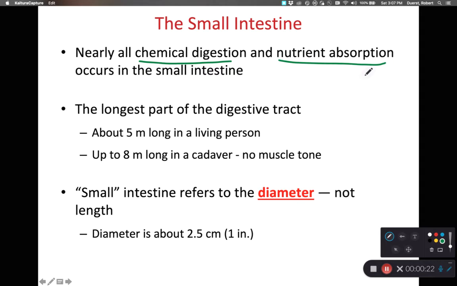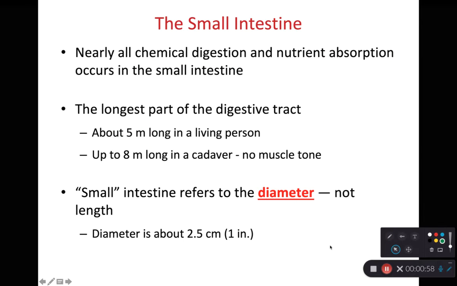Other take-homes of the small intestine is that it has the most surface area of any part of the alimentary canal. It is the single longest part of the digestive tract, approximately 5 meters long in a living person, and then post-mortem in a cadaver it's 8 meters long because of all the longitudinal smooth muscle within it relaxing. We call it the small intestine because it has a narrow diameter, not because of its length. The diameter of the small intestine is approximately 1 inch. So it's quite narrow relative to the colon or some other organs within our alimentary canal.